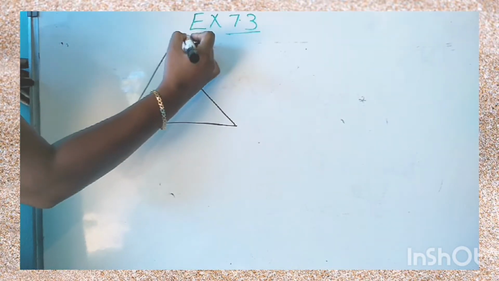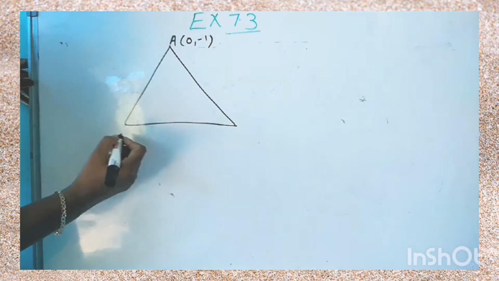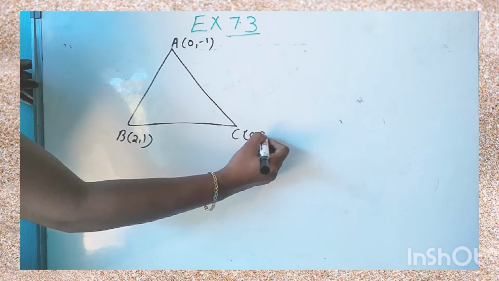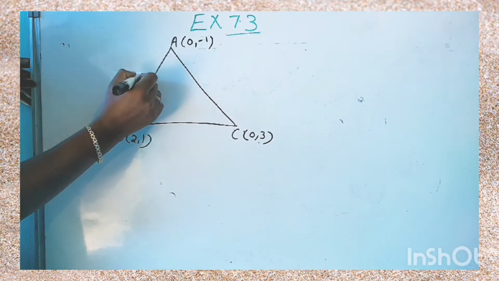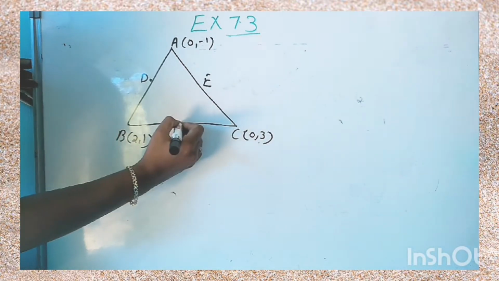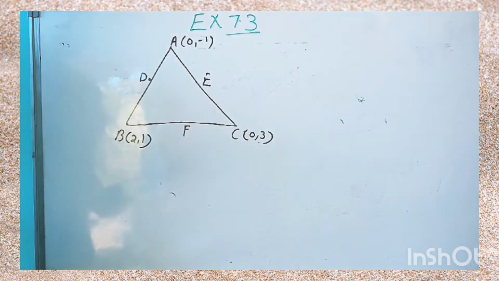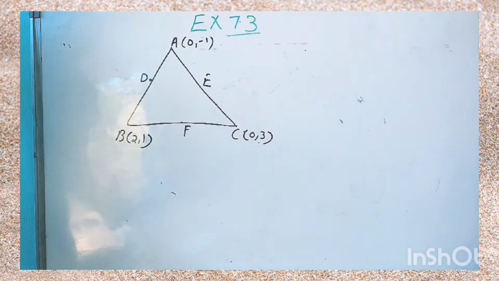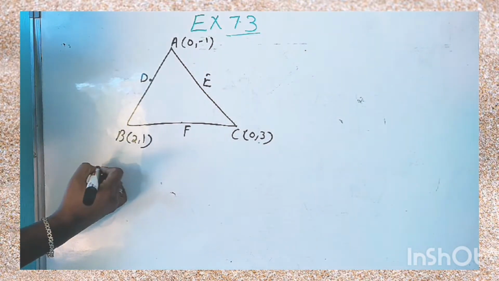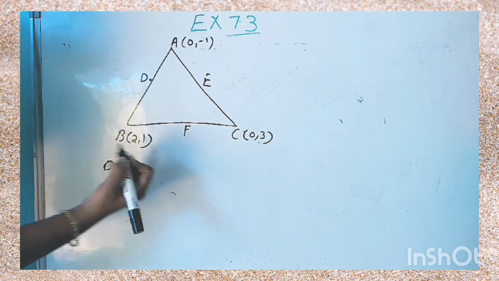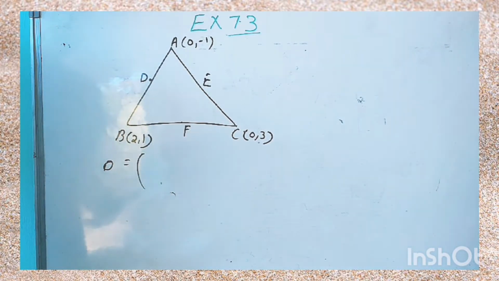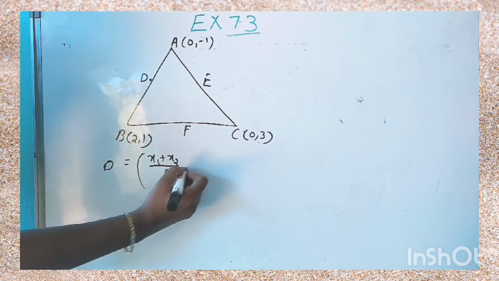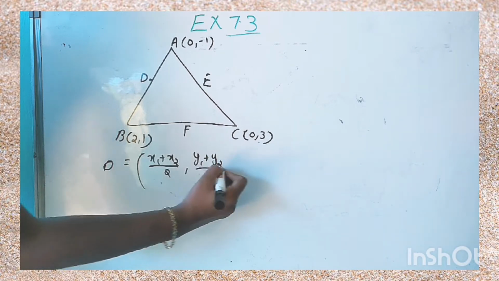Triangle A (0, -1), B (2, 1), C (0, 3). This is given. Now we need to find the midpoints. First we need to find the midpoints of the sides AB, BC and AC. Let D, E, F be the midpoints of those sides. Then the coordinate of D is equal to the midpoint formula, that is ((x1 plus x2) by 2, (y1 plus y2) by 2).